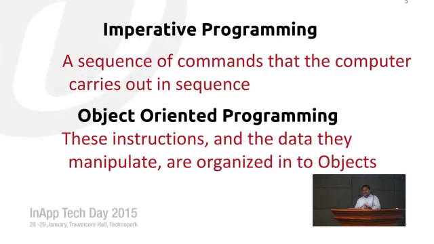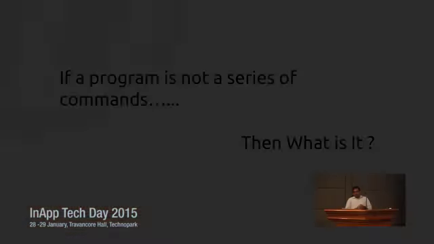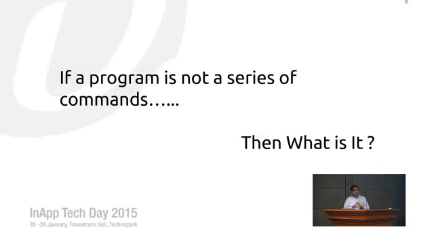Let us concentrate on imperative programming and object-oriented programming. What is imperative programming? It is a sequence of instructions or commands that instruct the computer what to do. In object-oriented programming, everything is bound to objects, meaning data members and member functions. These are the common programming methods that we use. Here the program is a series of commands. Then what is functional programming?